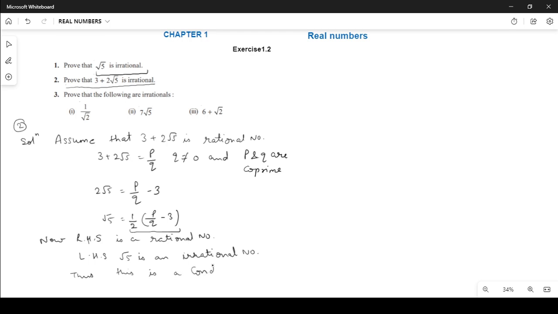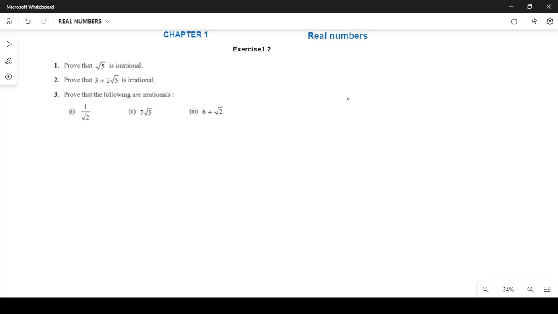So, our supposition is wrong. Our assumption is wrong. Hence, 3 plus 2 root 5 is an irrational number. So let's move to the question number third.